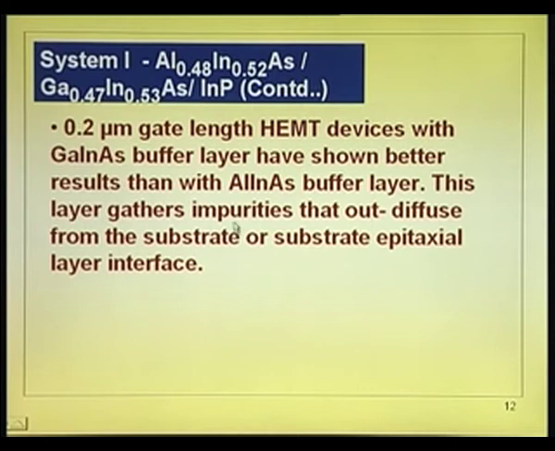This layer shows better results than with the aluminum indium arsenide buffer. That is, you use a gallium indium arsenide buffer rather than aluminum indium arsenide. Okay. Apparently, the superlattices have given better performance, but it is harder to grow because you have to switch from one layer to another layer within that structure.